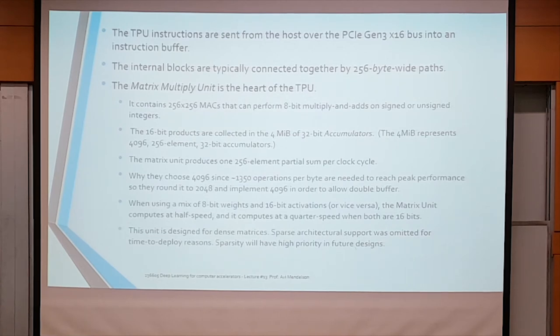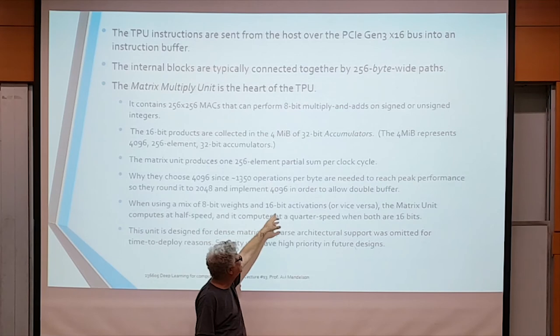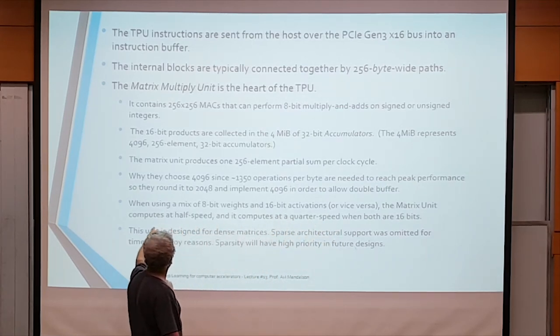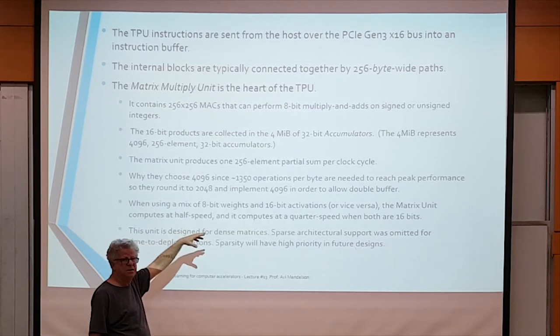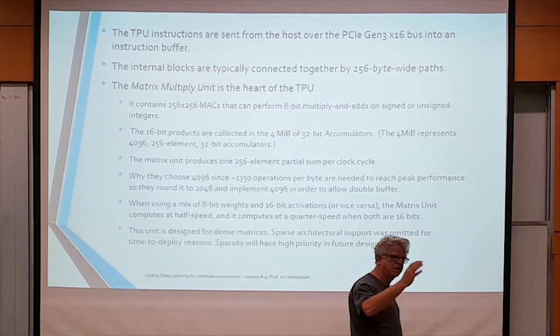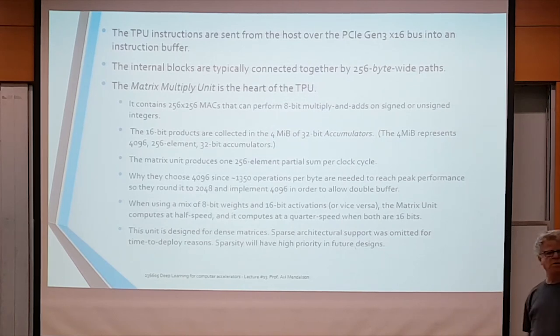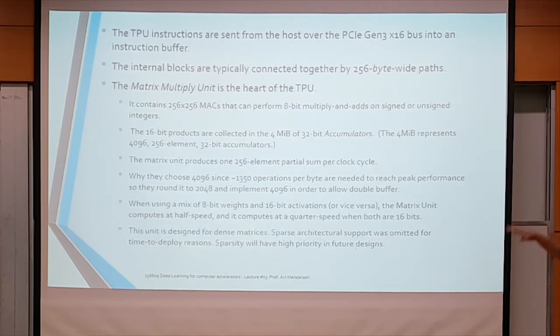So, I'm not going into all the details, but the main interesting point is, again, the explanation of why they chose the 4K. But if you're using mixed 8 bits with 16 bits, or vice versa, then actually you go to half speed, so mixed precision, you go to half speed. If you do 16 by 16, you go to a quarter of the speed. Again, it is not that you go to a quarter of the speed, but it takes you 4 cycles, and most likely with some dependency inside. So every 4 cycles, you finish the execution, and it is not pipelined inside, so effectively you go to a quarter of the speed.